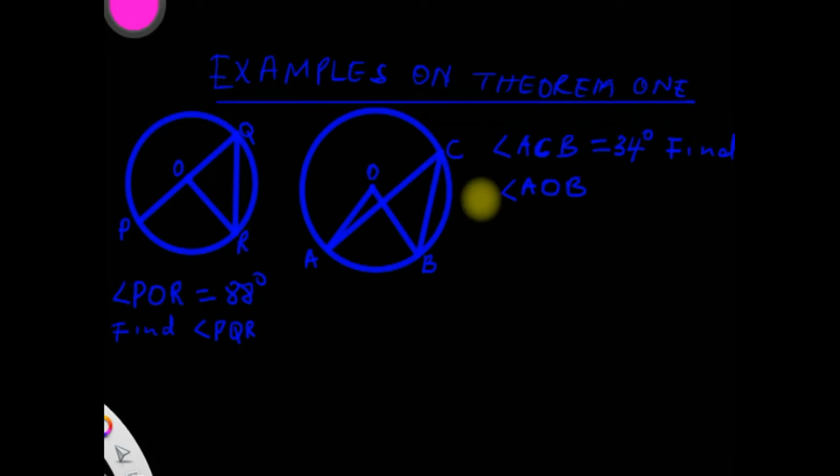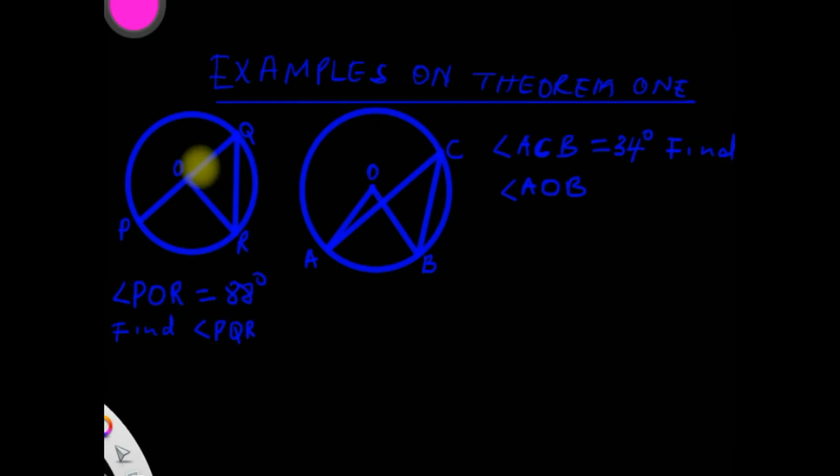This is the continuation of our lessons on circuit theorem. In the previous video we looked at theorem 1 and then one example. So in this video we'll just look at more examples. We are still on theorem 1.